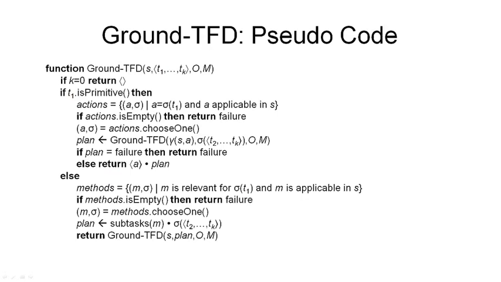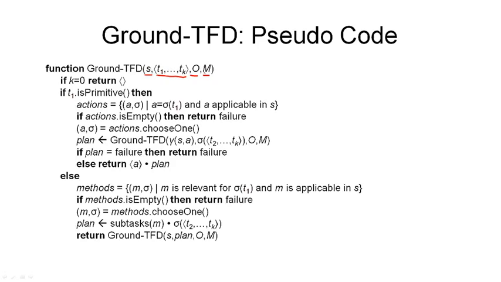TFD here stands for Total Order Forward Decomposition. This procedure deals with total order problems and domains only. It does a forward decomposition, meaning it always starts from the initial state and tries to build the plan up from there. And the D is simply for decomposition, so it uses methods to solve STN planning problems. The input to this recursive function is a planning problem. So we have an initial state, a total order task network, a set of operators, and a set of methods.